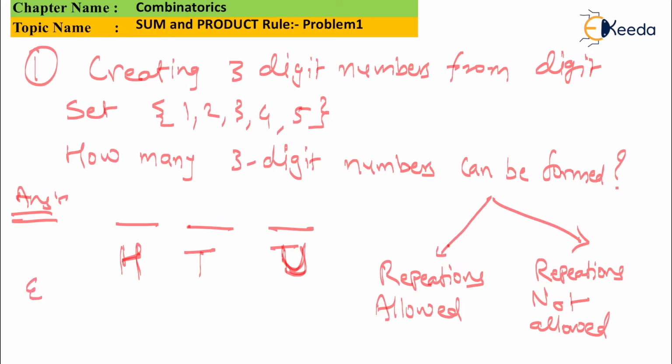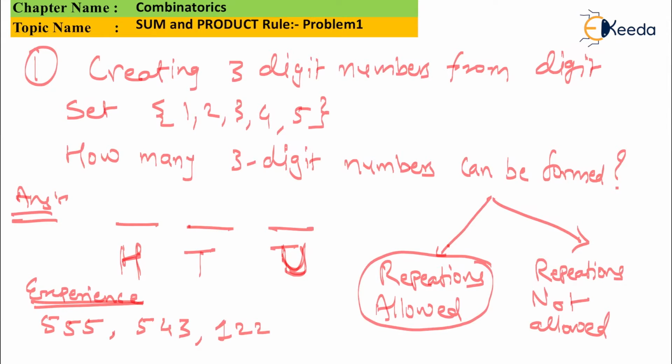Why are we interested in repetition allowed and repetition not allowed? Because due to experience, we have seen numbers such as 555, which is a valid number, and 543, which is also a valid number. Also a number like 122, that is also a valid number. That means a number could be repeated once or twice, because we have only 3 places, so a number can be repeated at the max twice. Therefore we are going to talk about repetitions allowed and repetition not allowed.